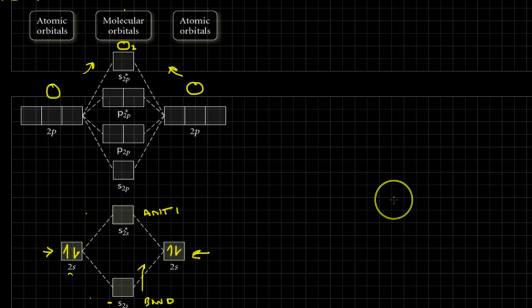And what happens if they're both full is there is no magnetism. We say that it would be diamagnetic. Okay, that means diamagnetic. But if you have a pair of magnets, it's paramagnetic. Okay, that's how I'm going to remember.